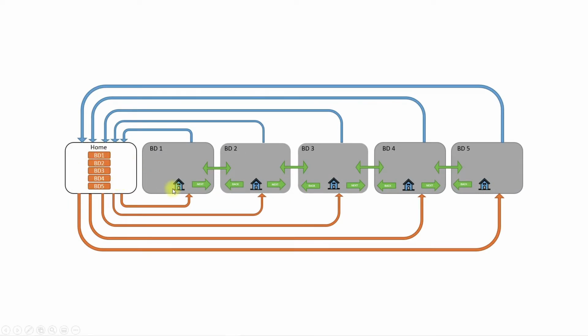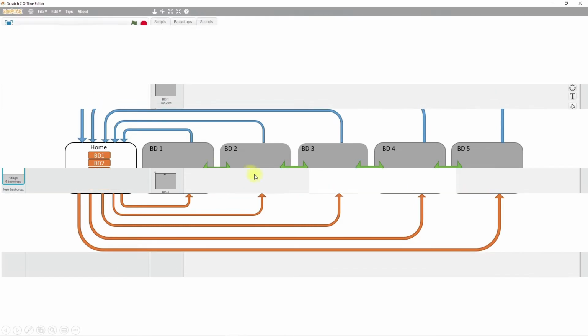The next thing we need to do, according to our plan, is create the navigation buttons. We've created the backdrops. Now we have to provide our users with a way to move through those backdrops. And as you can see, we're going to start with the home buttons that will take our users to each of the backdrops. So that's where we'll start. After that, we'll create our next and back buttons.